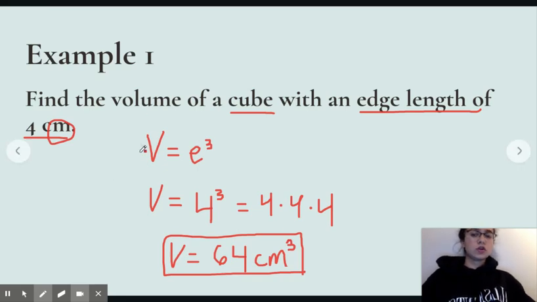Okay, so we just started with the general formula up here. We plugged in what they're giving me for the edge length, and then we're simplifying.